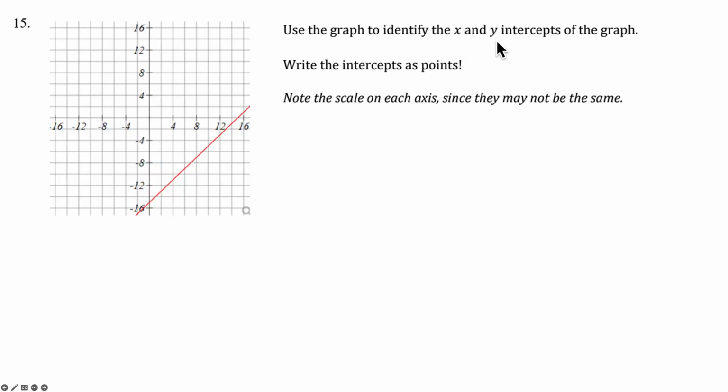Okay, use the graph to identify the x and y intercepts of the graph. Write the intercepts as points. Note that on the x-axis, there's 2 squares to 4, so I'm counting by 2's. So 2, 4, 6, 8, 10, 12, 14. Between 14 and 16 is a 15. That's my x-intercept. Going down, also -15, so 0, -15 for my y-intercept.